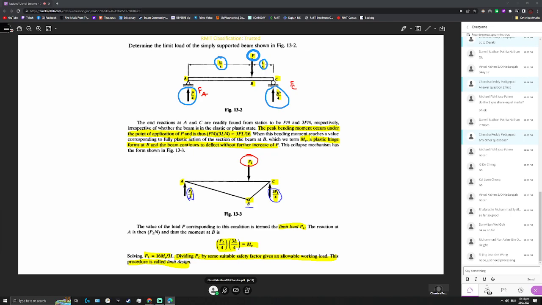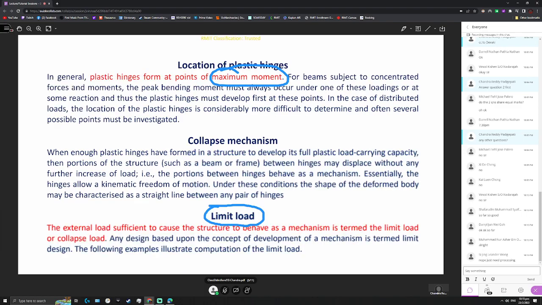Under plastic load, when the load increases, point B is the critical point. At this point, a plastic hinge develops. The plastic hinge refers to the point subjected to maximum load, at points of maximum moment. All right, so I'll stop here.